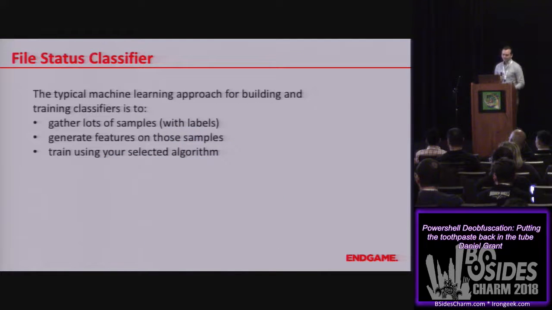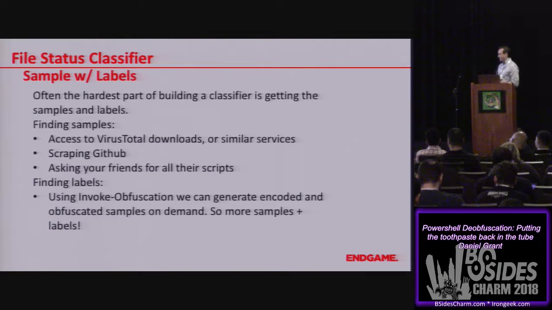So for building a classifier, the typical machine learning approach has three parts. One, gather a lot of samples with labels. And by that, I mean a lot of PowerShell files with the tag: is this obfuscated? Is this hexadecimal encoded? Is this non-obfuscated? And then for each of those, you want to generate features on those samples and then train using your selected algorithm. So stepping through that, let's talk about samples.